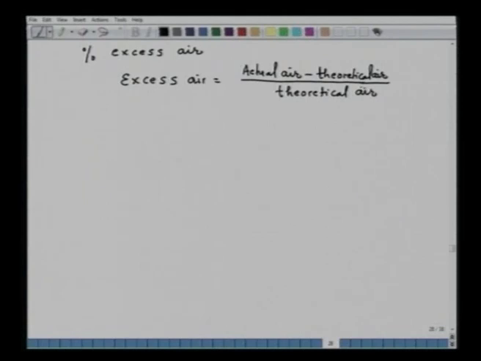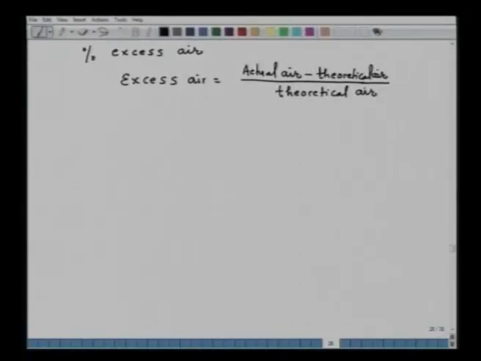Or you can also calculate actual oxygen minus theoretical oxygen divided by theoretical oxygen, because air, oxygen and nitrogen are interconnected. Say 1 mole of oxygen is equivalent to 3.76 moles of nitrogen, or 1 mole of oxygen is carried by 4.76 moles of air. So, they are all interrelated; whether you define excess air on the basis of air or on the basis of oxygen, it becomes the same. So, we can calculate now.